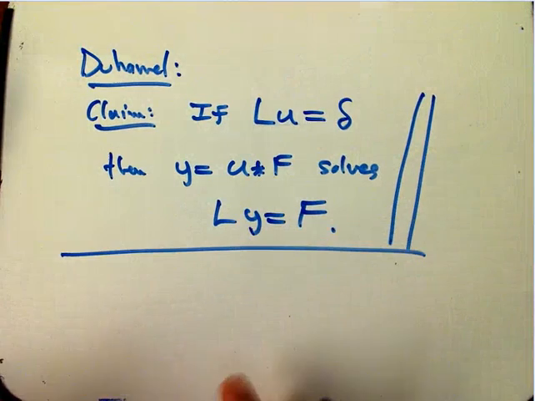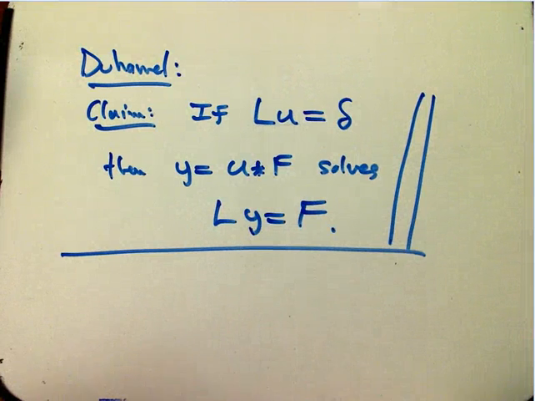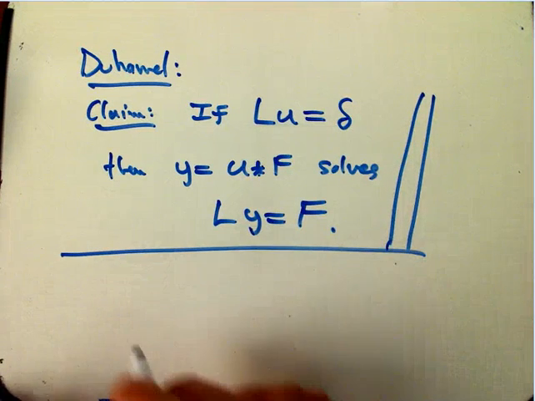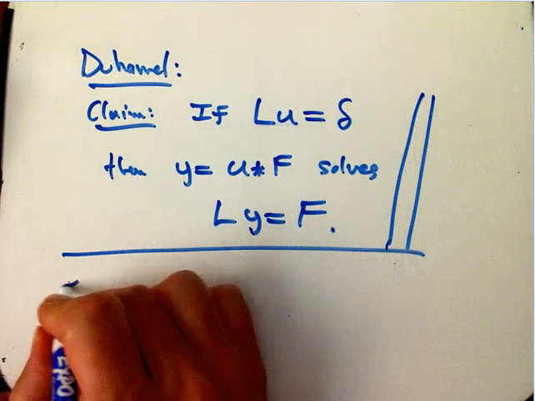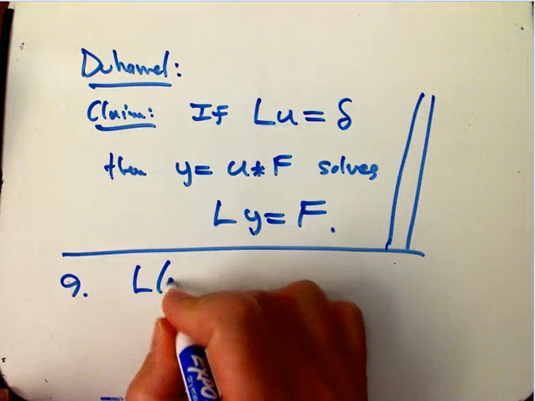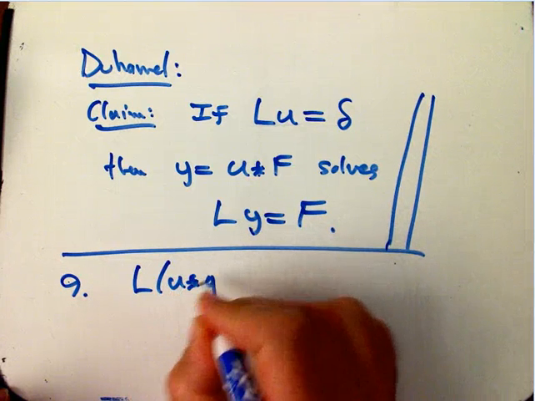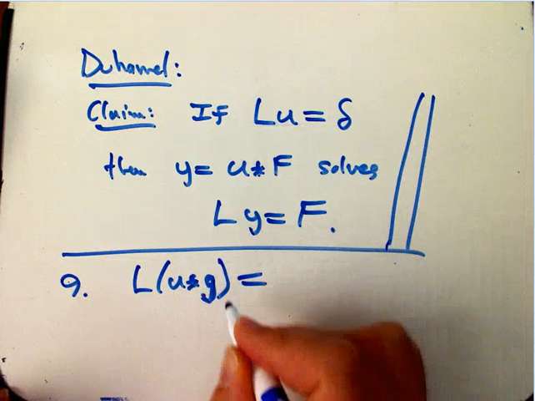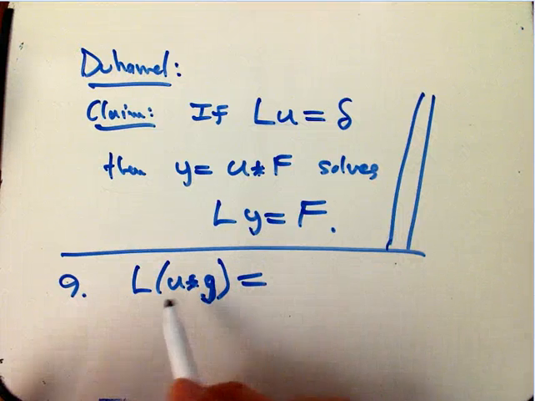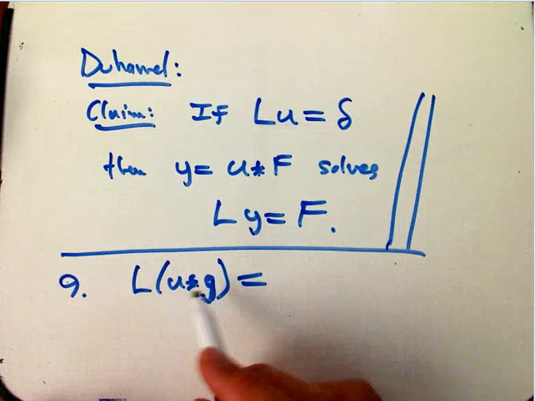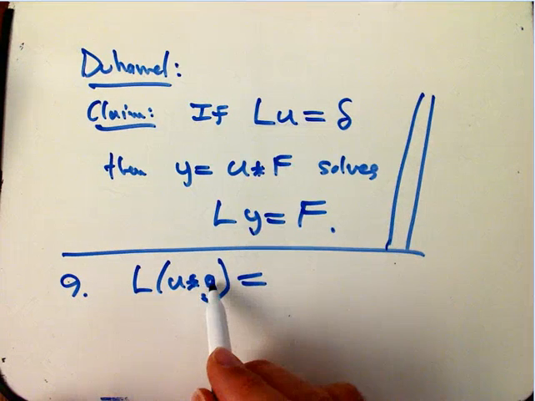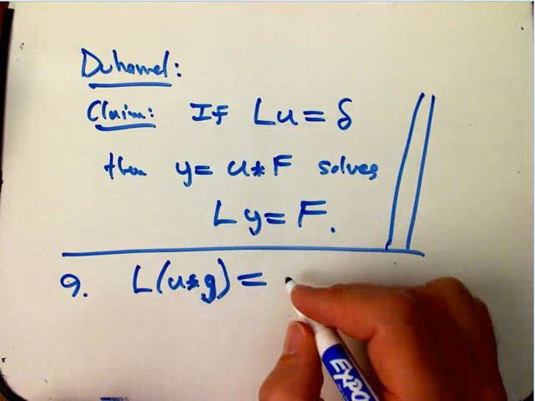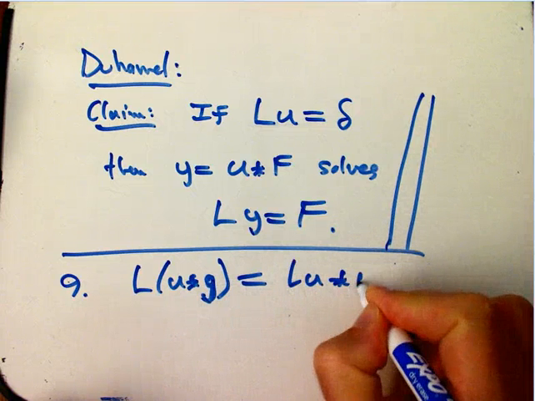We've set up enough beautiful machinery, lots of work, I know, to make this really easy. So the first thing is just number 9. The claim is that L of U star G, with no assumptions about U right now, no matter what I have, if that's a distribution and that's a function, then that's just LU star G.